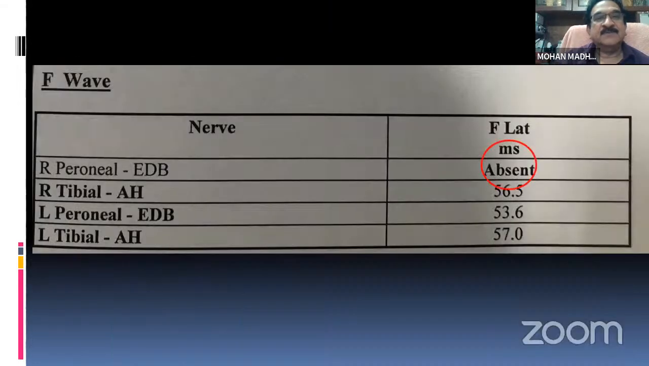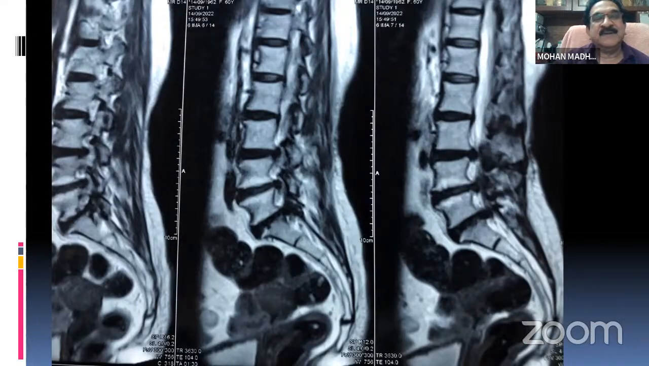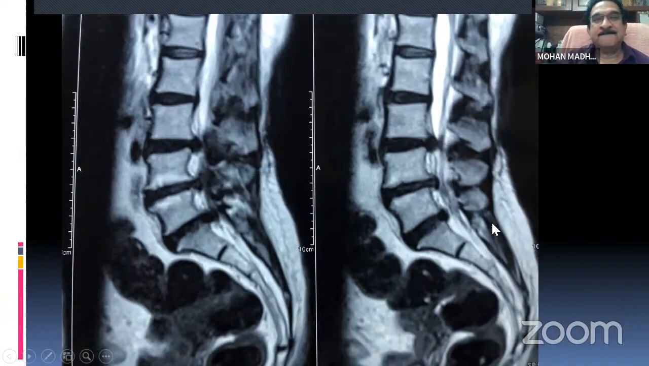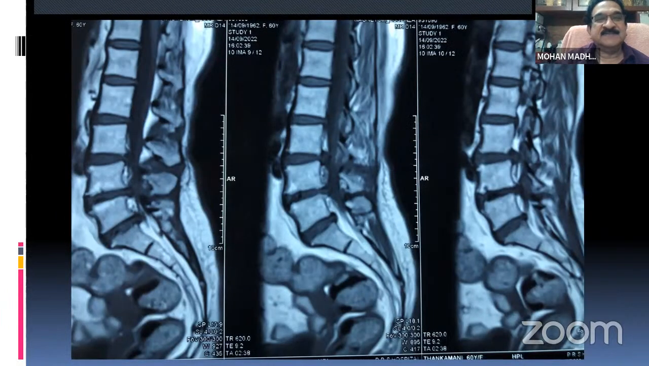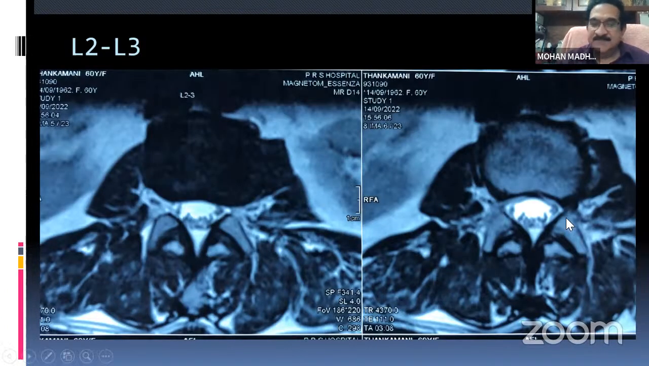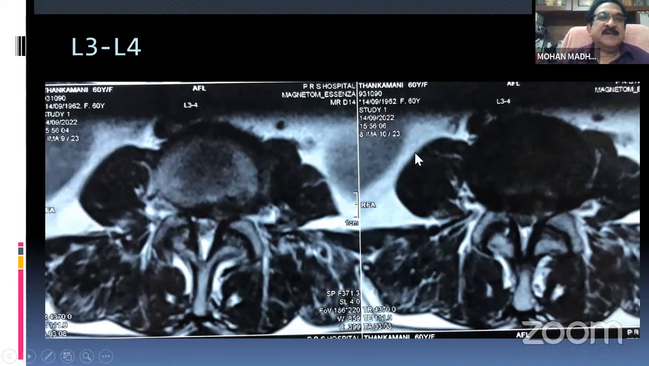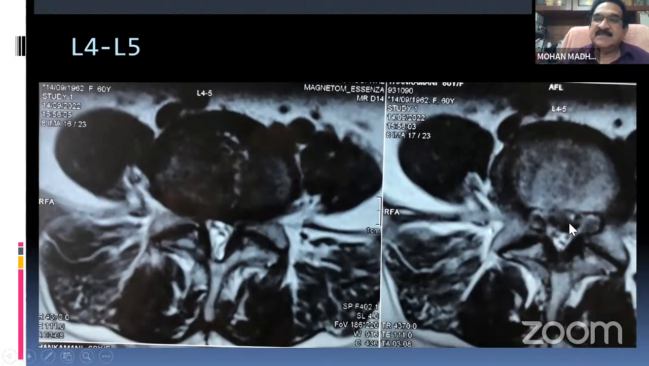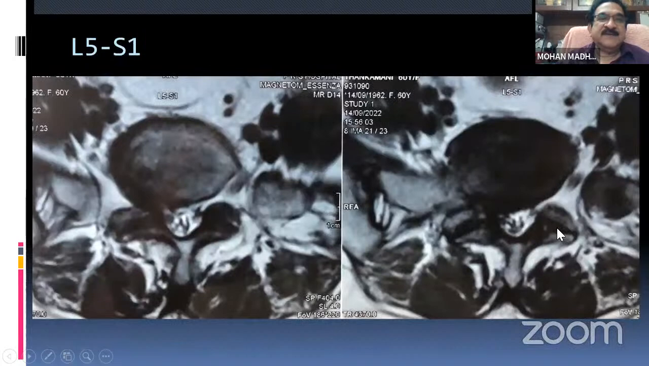Okay, so what else do you need? MRI, as you all thought, shows severe disc prolapse at multiple levels: L3-L4, L4-L5, L5-S1. This is the plexus. I can show the axial cut. This is L2, L3. From L3 or L4 onwards, disc prolapse is there, with compromise of the canal. This is L4-L5; in the lower part you can again see the large disc here. Then L5-S1, on the right side, the root canal is severely compromised.